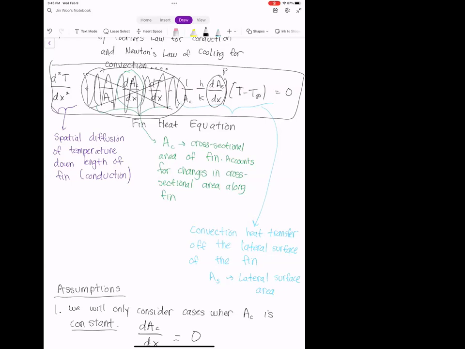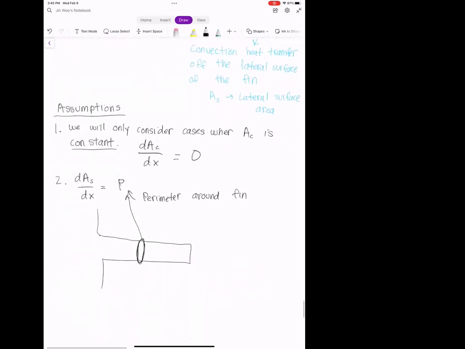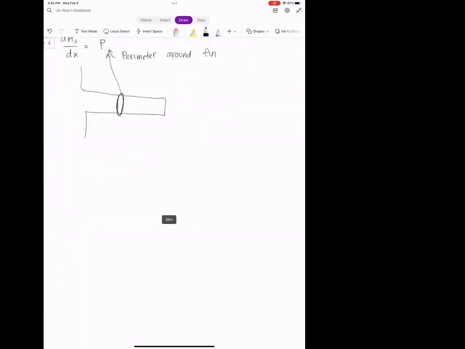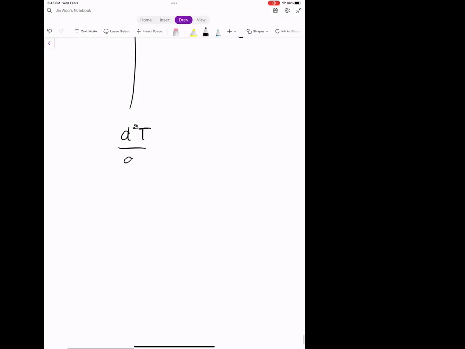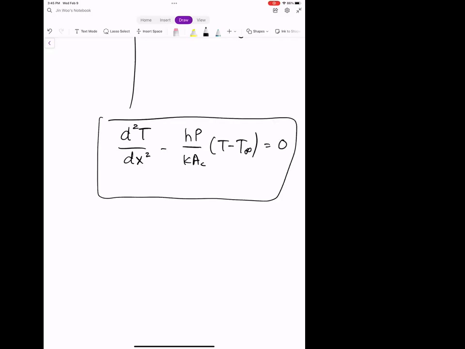And so with those simplifications, this is going to simplify our equation greatly. Then what we get is d squared T dx squared minus HP divided by KAC multiplied by T minus T infinity is equal to 0. And so this is a much more manageable form of the fin equation that we're going to solve on Monday. Because this is an ordinary differential equation with a single constant here, and we can solve this very easily using our knowledge of second order ODEs.